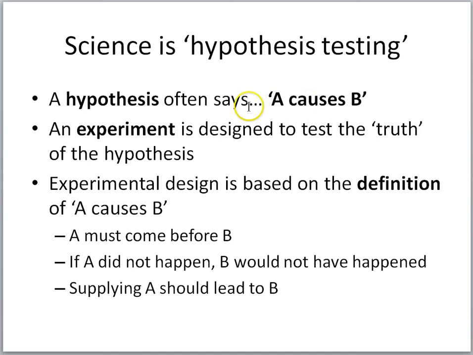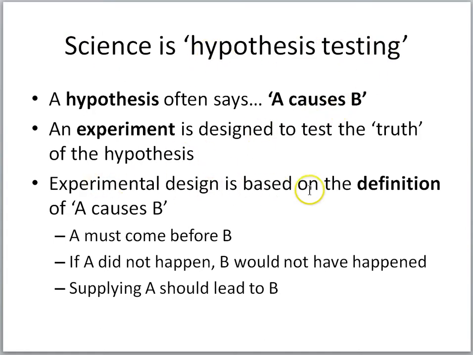And when scientists make a first attempt to explain something, it's called a hypothesis. So a hypothesis often says something like A causes B. Now, the method of science is designed to test the truth of these hypotheses. So an experiment is designed to test the truth of the hypothesis. So we can think of science overall, in general, as hypothesis testing.